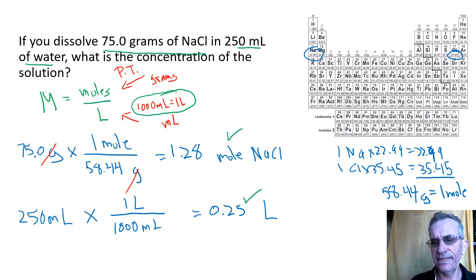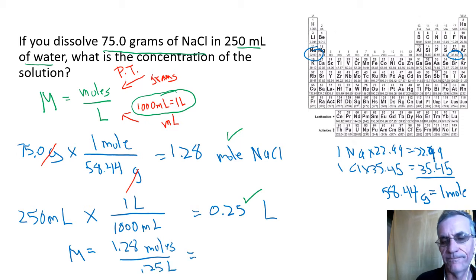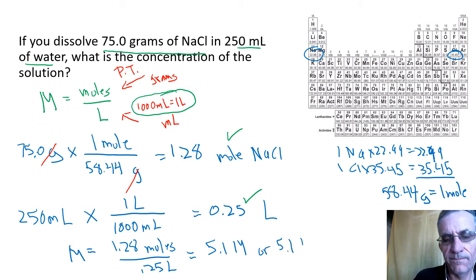So let me go ahead and work it out down here. Molarity is just moles divided by liters. 1.28 moles of salt divided by 0.25 liters of water. If you work it out, what I came up with earlier, we would have made a 5.1 molar solution. So you can write capital M, or you could write 5.1 moles per liter. That would be the concentration.